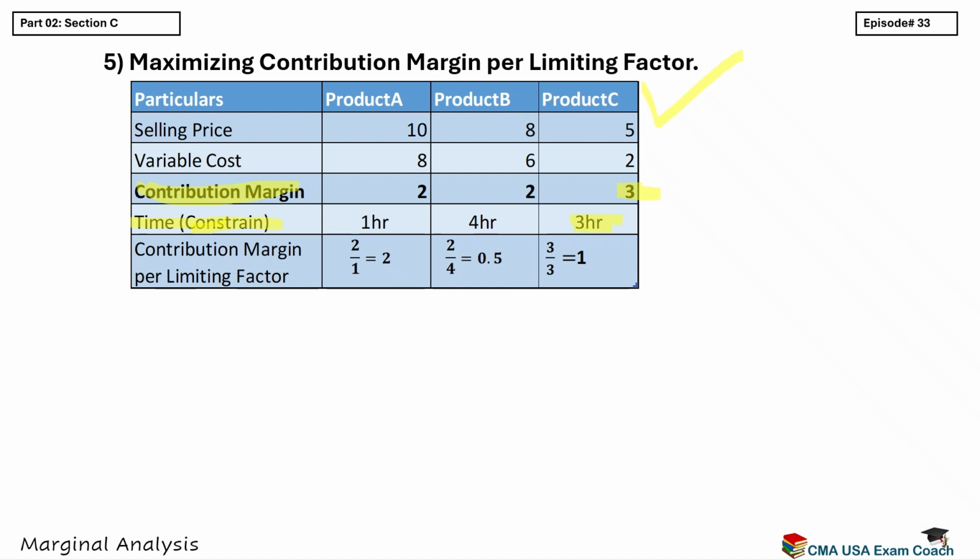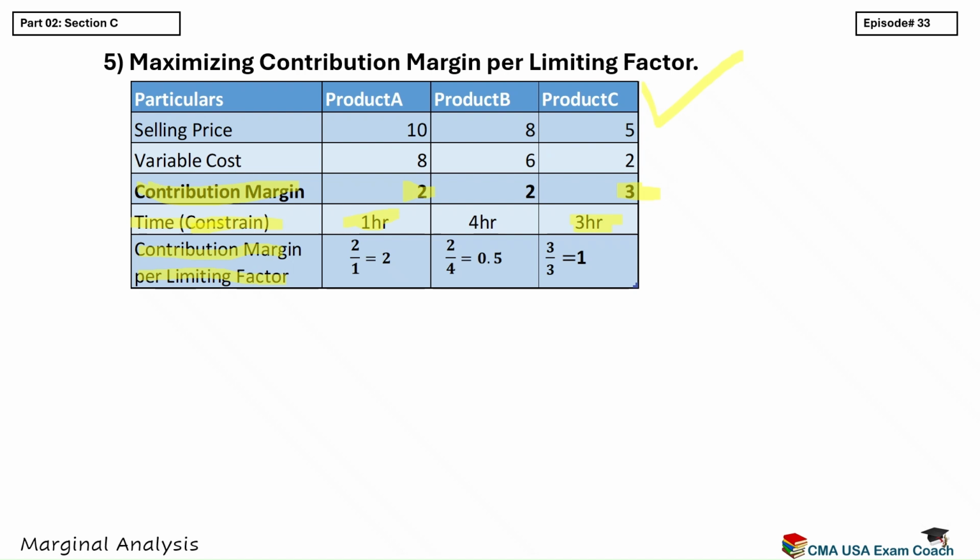Now, compare that with Product A, which gives a smaller contribution of $2 per unit, but it takes only 1 hour to produce. This is where we need to bring in the concept of the limiting factor. In this case, the limiting factor is time, specifically, the number of available production hours. So instead of just looking at the contribution per unit, we calculate contribution margin per hour. That is, how much contribution each product gives for every 1 hour of the scarce resource.